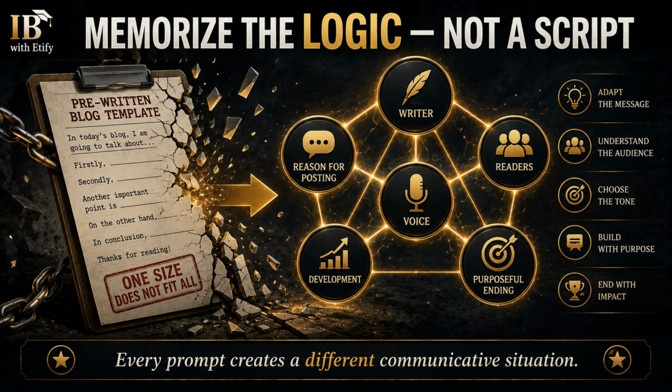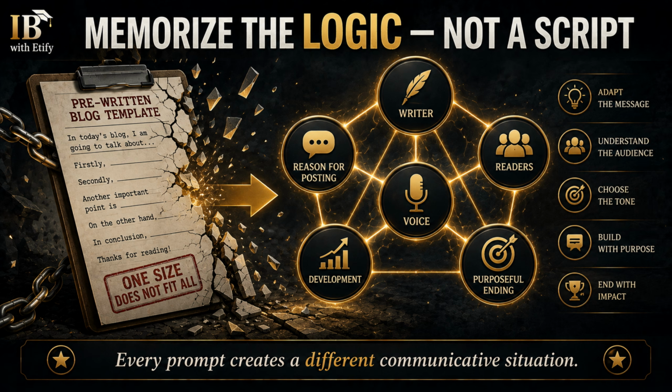Do not memorize one universal blog and attempt to reshape every question around it. Memorize the logic of the text type instead. A blog has a writer. That writer has a reason for posting. The post has readers. Those readers have particular expectations, knowledge, and interests. The writer establishes a relationship with them. The ideas develop towards a purpose, and the ending gives readers something to think about, respond to, or do.